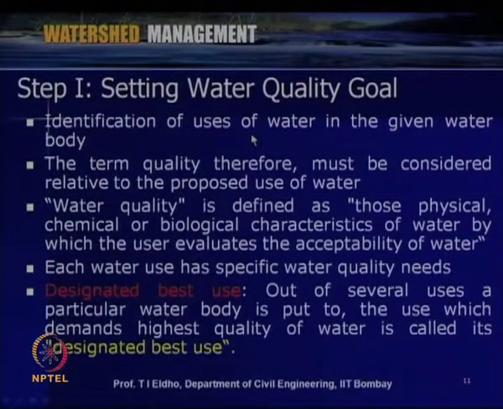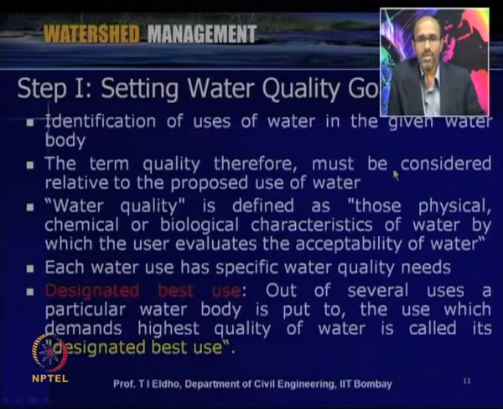Now let us look at the important water quality goals which we have to set. First one is identification of uses of water in the given water body. For example, for a river or lake, what are the specified uses of the water, whether it is used for irrigation, for drinking purposes, or for industrial uses. The term quality must therefore be considered relative to the proposed use of water. Each usage has its own specified norms, and according to those norms we have to consider the quality when we set the water quality goals.